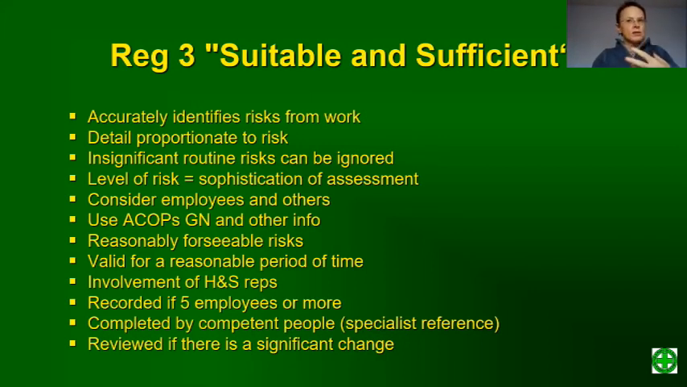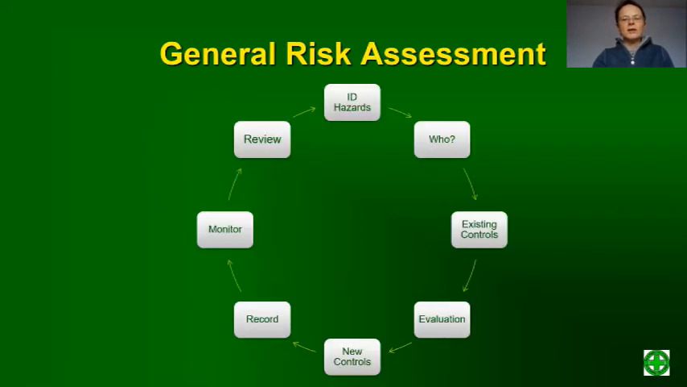So you might have loads of risk assessments out there, but are they suitable and sufficient? So a general risk assessment, the process you can see here: identify the hazards, who's at risk, look at our existing controls, evaluate the risk, implement our new controls, record the assessment, monitor and review. That's the assessment process. That is not the suitable and sufficient. What we've just looked at is what would make it suitable and sufficient.